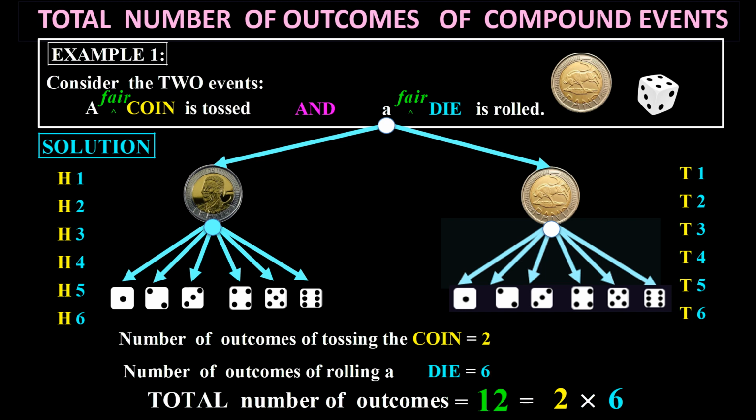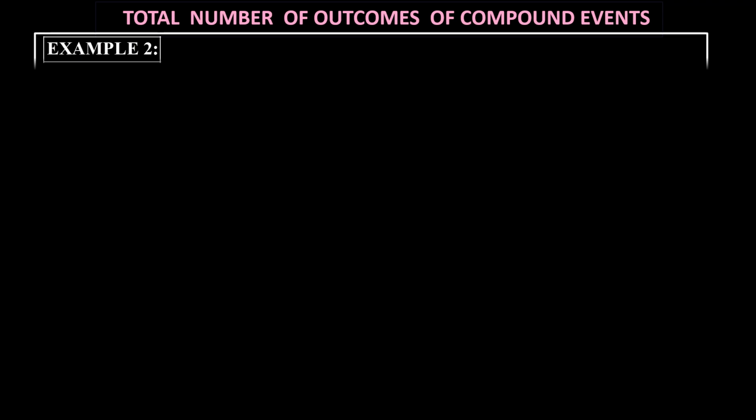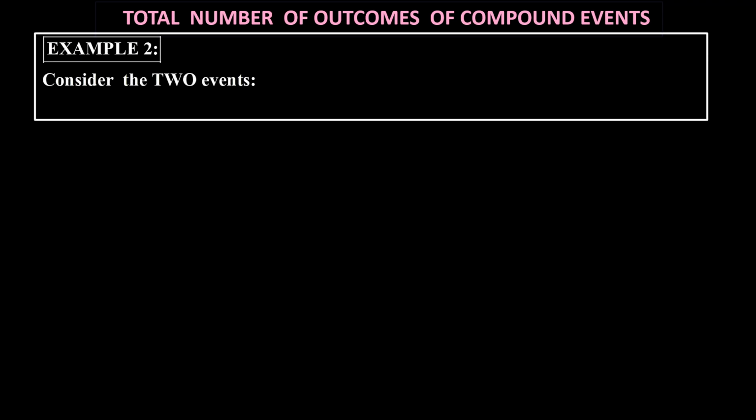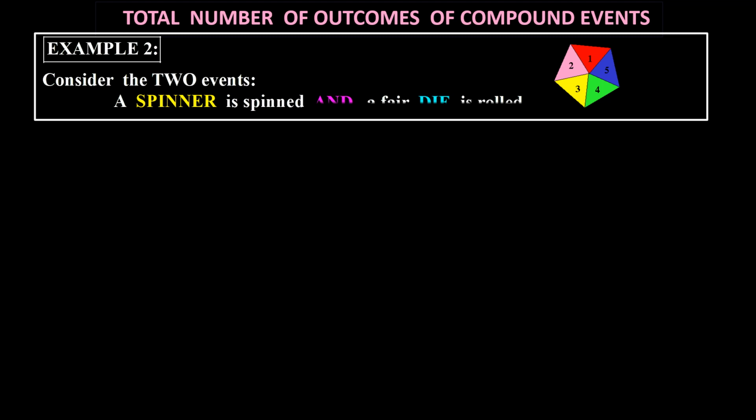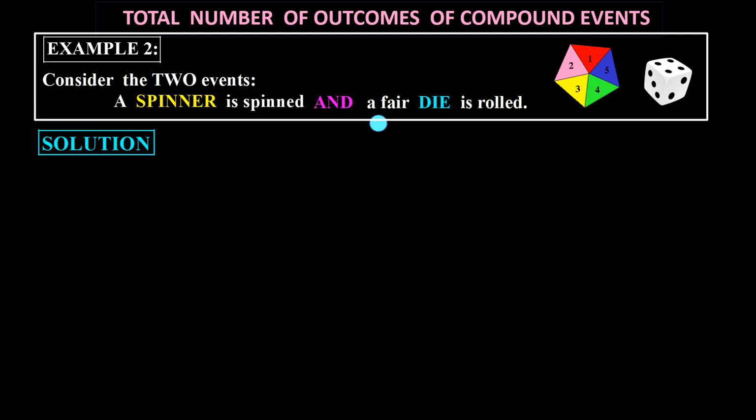Let's look at another example now. Now let's consider a second example. Again, we have 2 events. In this case, the one event is spinning a spinner. So there we have a spinner, and that's spinning it. And then we have also rolling a die. And there we have a die, and that die is being rolled. Now, let's use a tree diagram again here.